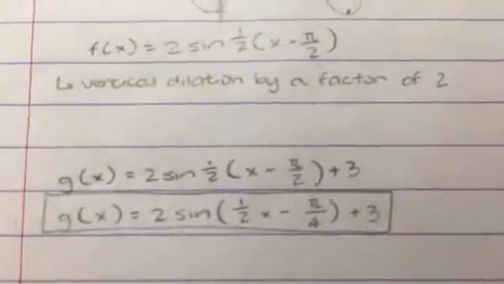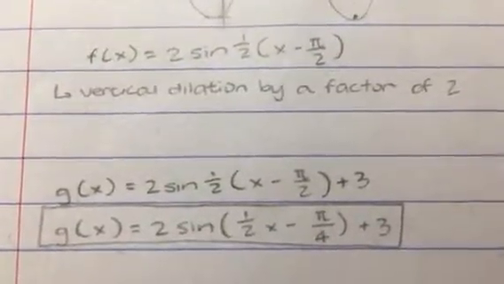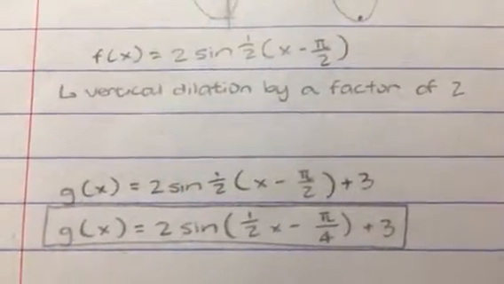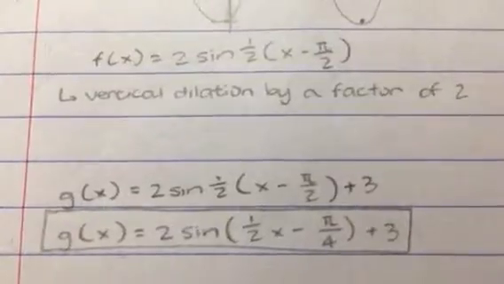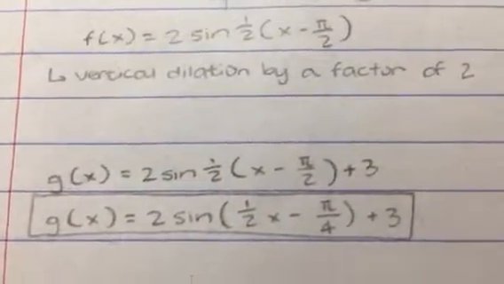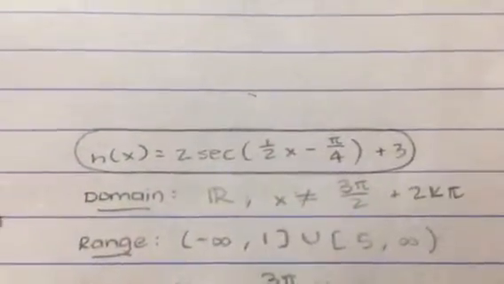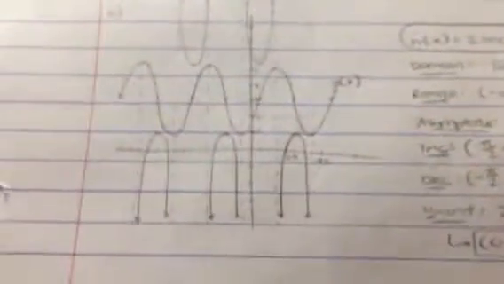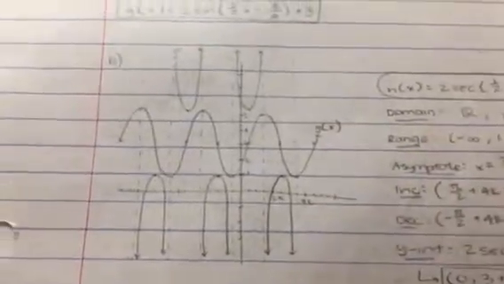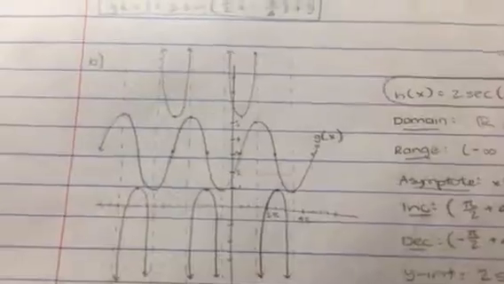And then I recopied it and I distributed 1/2 to x minus pi over 2, to get g of x is equal to 2 sine of 1/2 x minus pi over 4 plus 3. And so a is 2, b is 1/2, c is pi over 4, and d is 3. And then for part b, I chose h of x to be 2 secant 1/2 x minus pi over 4 plus 3. And then I graphed it here and I drew in the vertical asymptotes, which are the dotted lines.